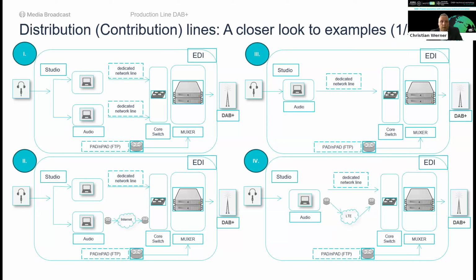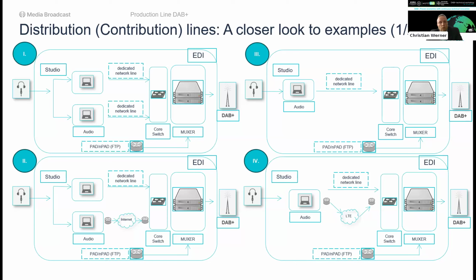So you can, on one hand, in the first example, back up your audio signal. The PAD and NPADs are going via FTP. And you can use, for example, two dedicated network lines to transport your audio signal. A dedicated line is a private, high capacity and exclusive telecommunication line used solely to transport your audio, or if you want, video feeds also, with a guaranteed bandwidth.